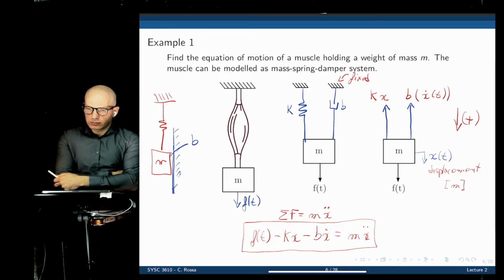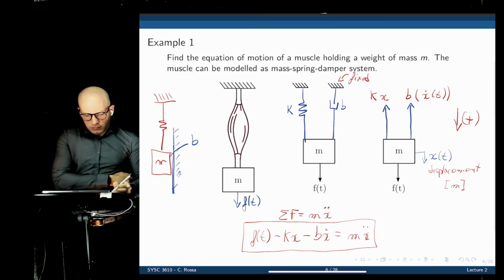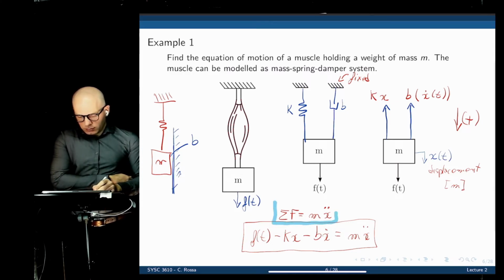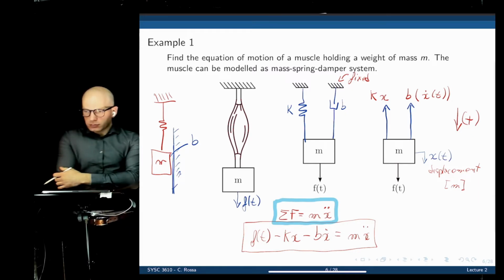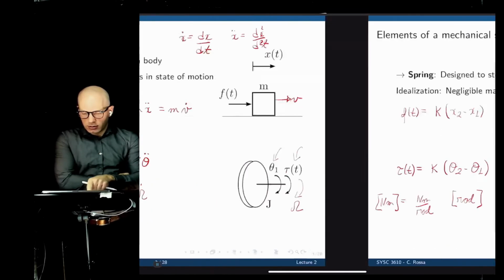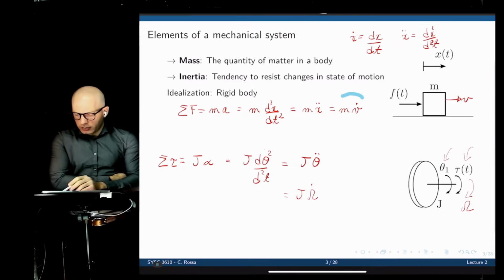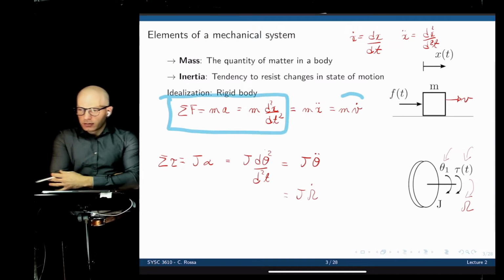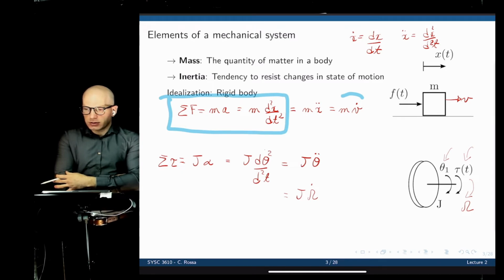Yeah. So you said f of t minus kx minus b x dot equals m x double dot. How did you get that part? I understand where the f of t is, the kx from the spring, and the bx dot from the damper. But where's the m x double dot from? Yeah, that's mass times acceleration. That's the very first equation we had here. There, the sum of forces, this is Newton's law: the sum of forces equals mass times acceleration.